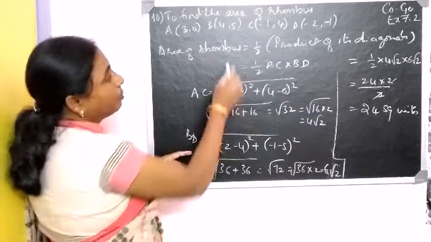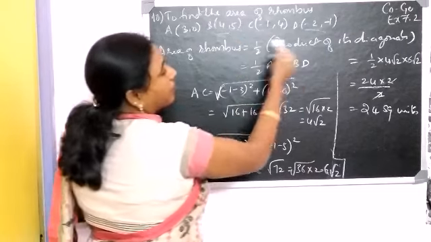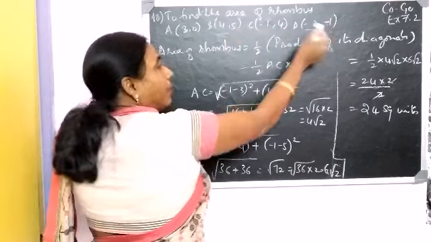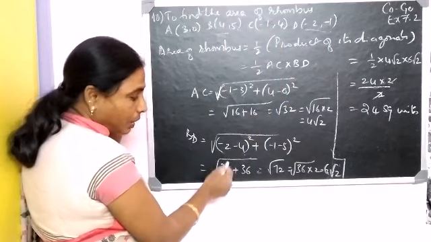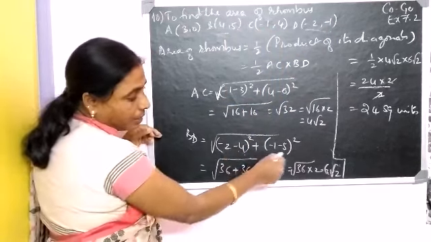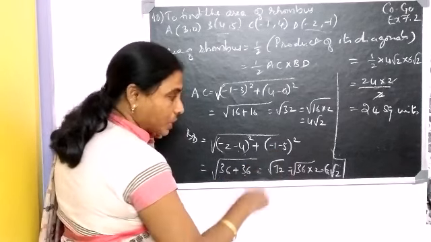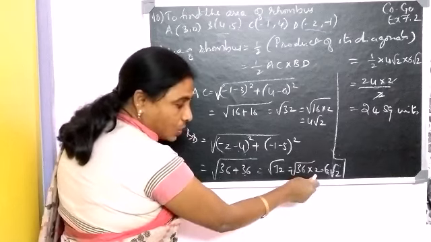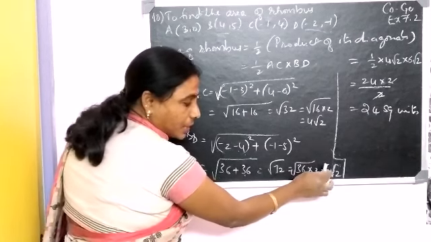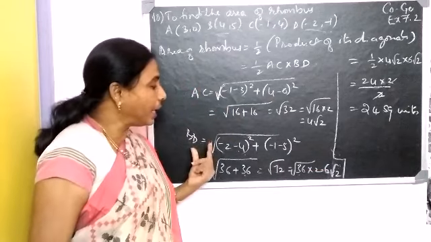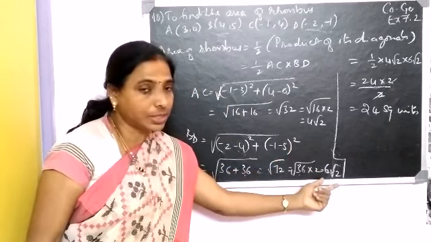Now coming to the next one, BD. This is B and this is D. So again we use the distance formula, (x2 minus x1) whole square, (y2 minus y1) whole square. Therefore minus 6 whole square is 36, again minus 6 whole square is 36. 36 plus 36 is 72. Split it again: 36, the square root of 36 is 6, therefore it is 6 root 2. I got two values, AC and BD. AC here is 4 root 2 and this is 6 root 2.